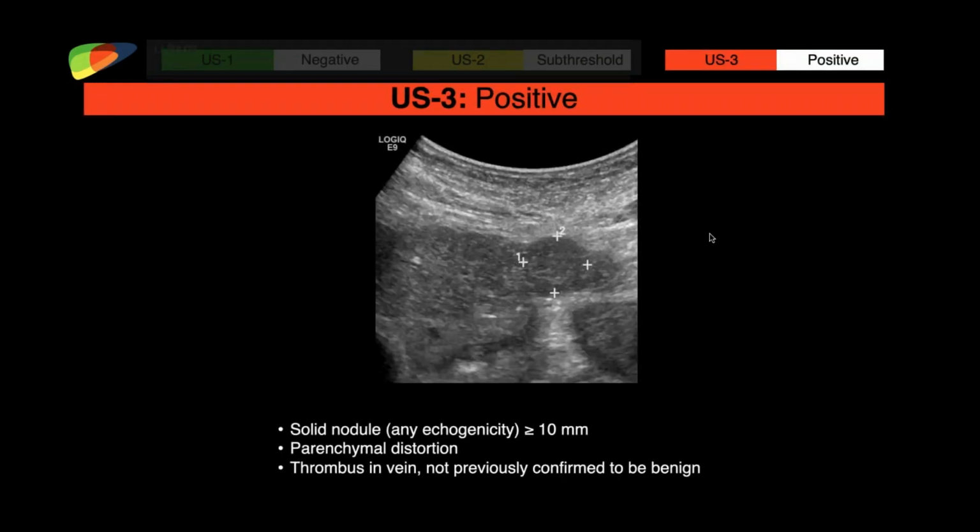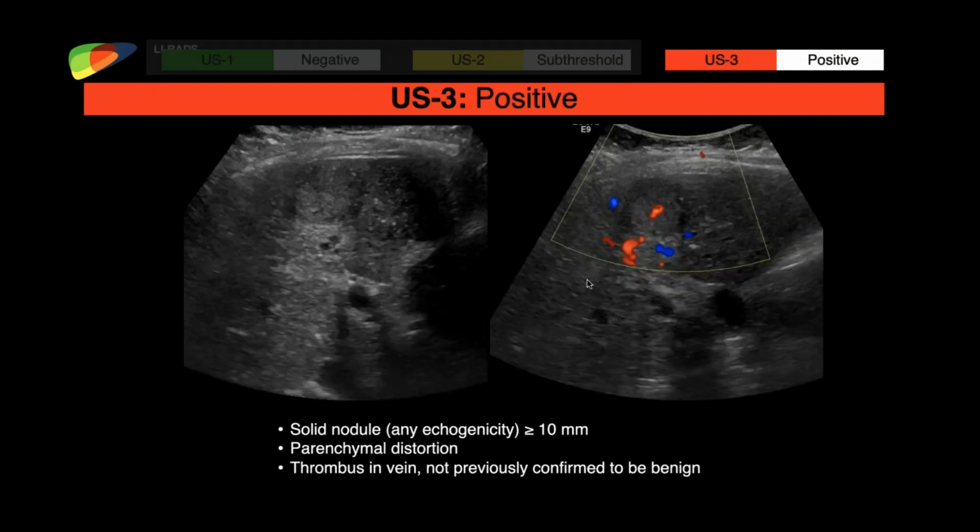Okay, so the first is an example of a patient with an isoechoic observation measuring over 10 millimeters. And this turned out to be an HCC on further contrast-enhanced exam. Different patient who has a slightly hyperechoic observation. You can see on grayscale, there's actually a little bit of posterior acoustic enhancement in this observation, and there's a little bit of internal vascularity.